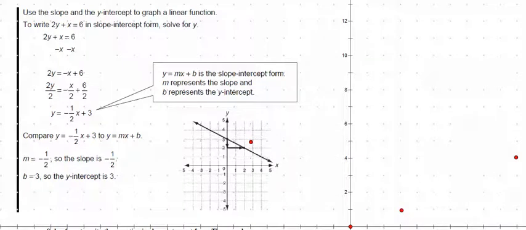Hello, this is Mrs. DB, and this is the fourth page of the Sketchpad file on Chapter 2, Section 3, Graphing Linear Functions in Sketchpad.